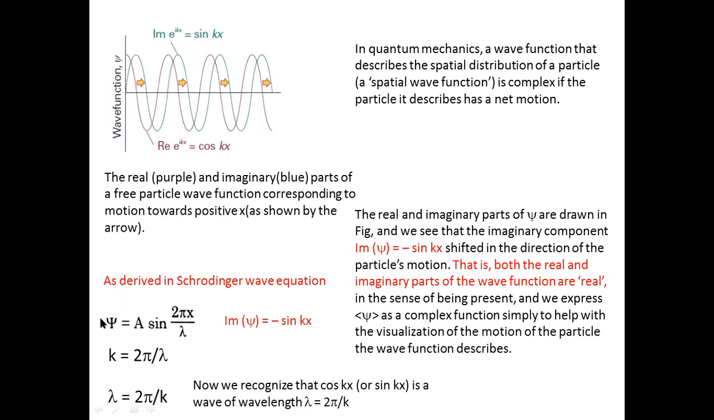So this was our previous equation which we have derived by using the Schrodinger wave equation, and that was psi equal to a sine 2 pi x over lambda. And here these are actually the two waves. One is representing the sine x and the other one is the cos x.